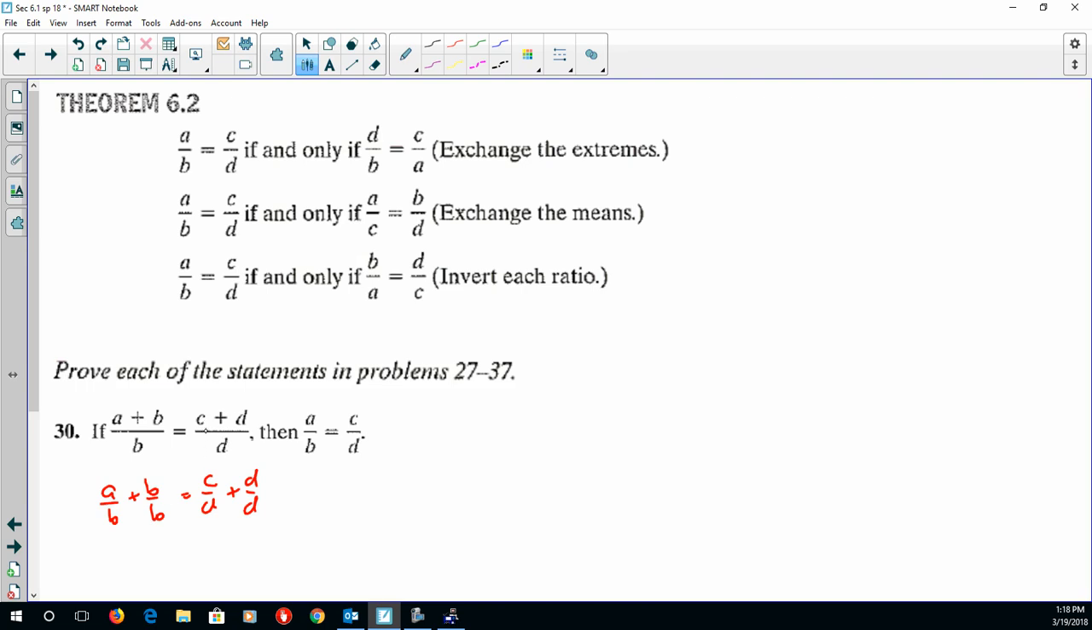So what we get is, if this is true, this is true. If that's true, then A over B plus 1 equals C over D plus 1. Okay. And I can subtract 1 from both sides because we know the addition property of equality. Then I get A over B must equal C over D, which is what I wanted to get. So you could do this by cross multiplication. We said the means extremes product property, or you don't have to.